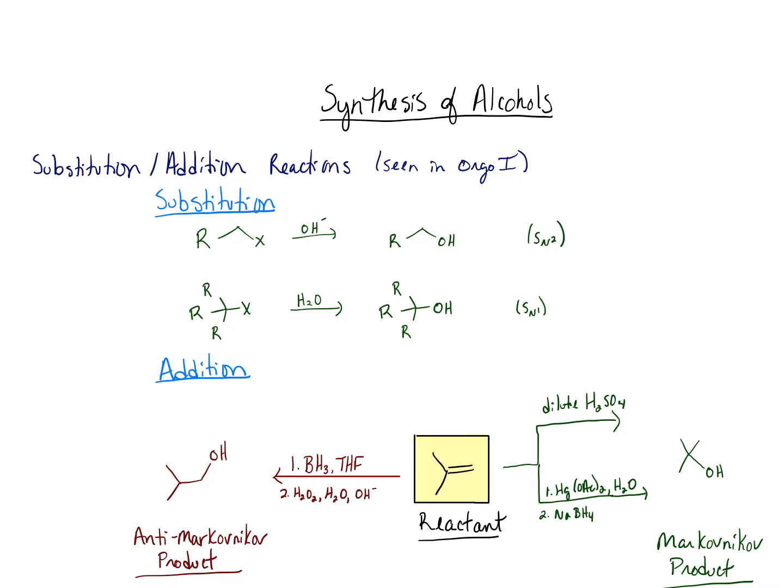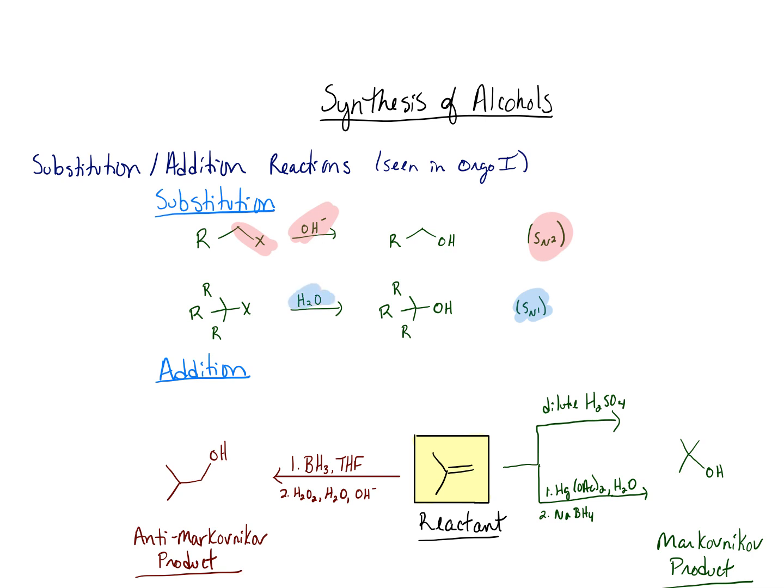So next we need to synthesize alcohols. Let's start by doing that with both substitution and addition reactions that hopefully you recall from Orgo 1. So with a substitution reaction, remember you can start with an alkyl halide so that X minus will come off. You can replace that with either a base, being OH minus, in an SN2 type of fashion, or we can go through an SN1 type of reaction with just water.